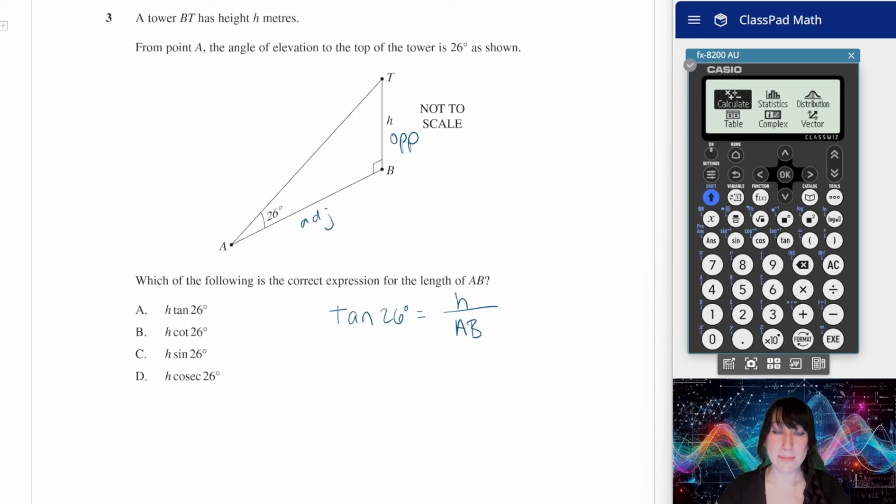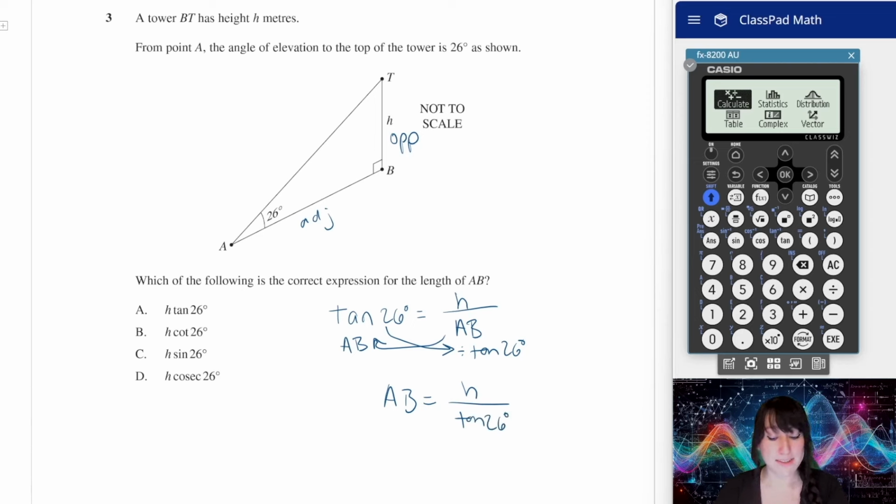Now, if we solve for AB, we can multiply AB to the left-hand side and divide tan 26 to the right-hand side. That results in the equation AB is equal to H over tan 26. Now, that's not one of the options, but that's because the reciprocal of tan is cotan. So we can also write this as H times cotangent of 26 degrees. So the answer is B.